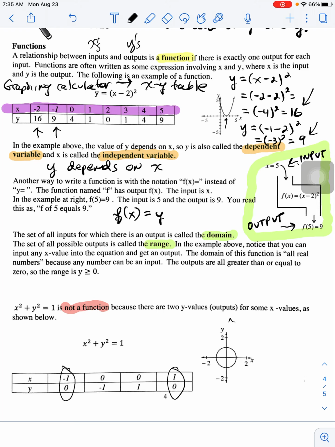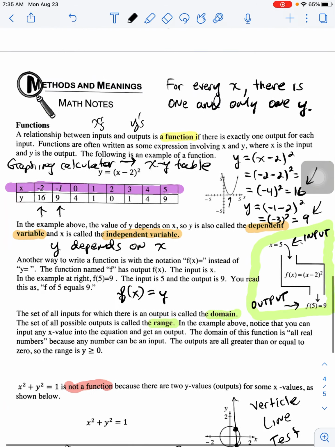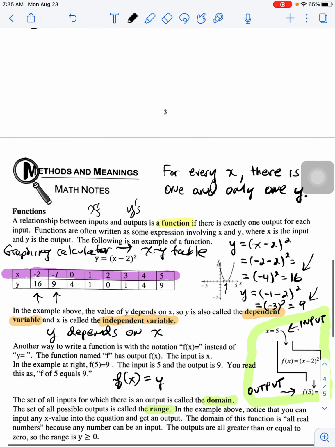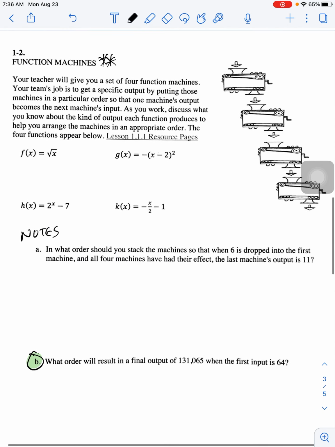And then freshman year you might have even talked about the vertical line test, where if you were given a graph and asked if it was a function or not, if you drew a vertical line through it and it hit the graph in more than one spot, it was not a function. All right, but like I said, the most important part is going to be the actual function machine for today, but I wanted to review everything that was in there anyways.